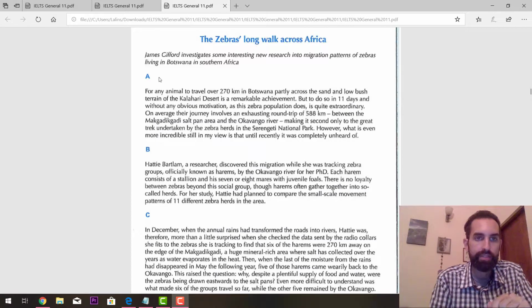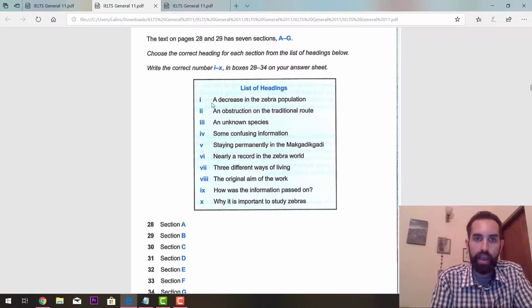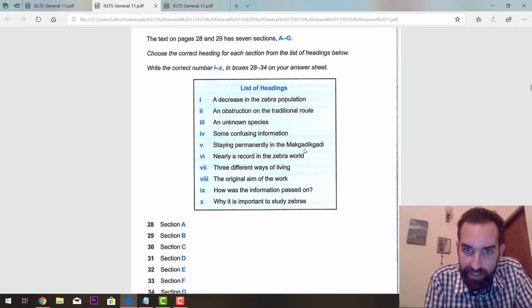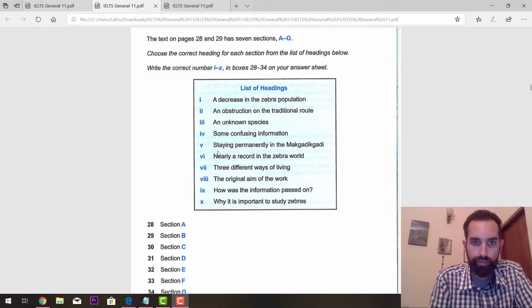Okay, now before we read through these sections, we're going to read this list of headings. These are what we're going to be trying to match to each section. So, I, a decrease in the zebra population. II, an obstruction on the traditional route. III, an unknown species. IV, some confusing information. V, staying permanently in the Makgadikgadi. Very interesting word there.